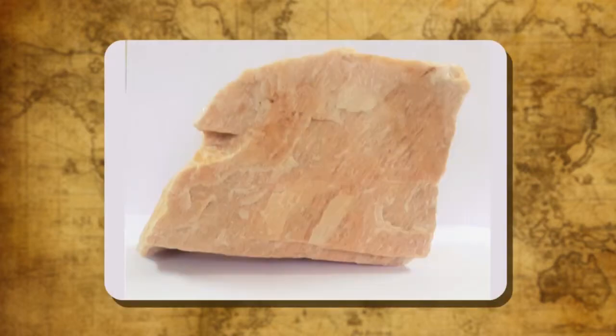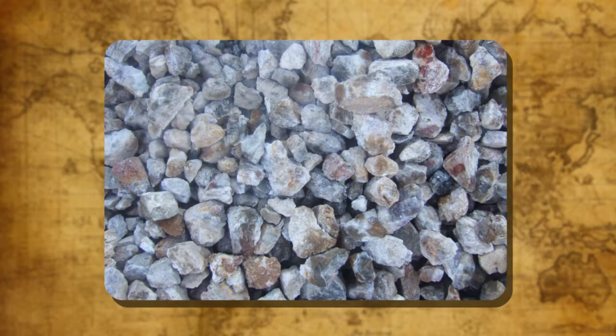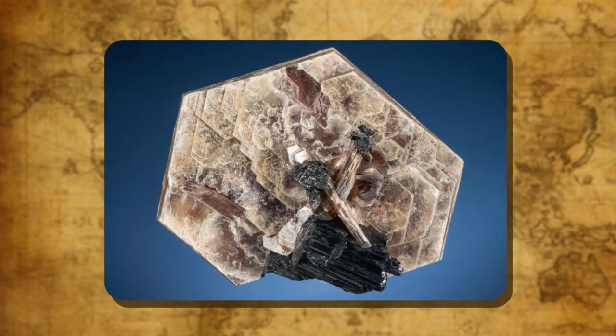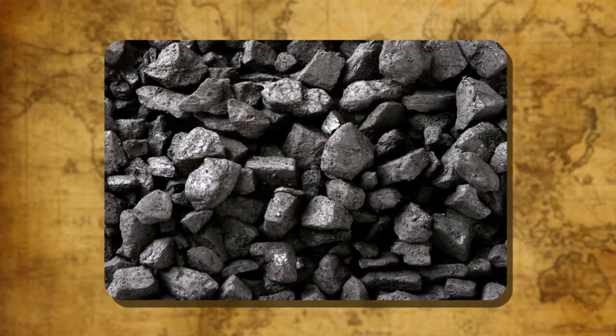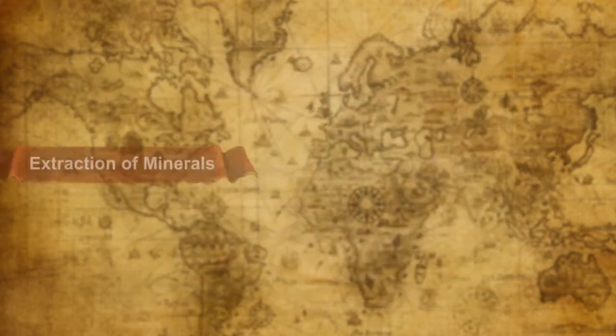Non-metallic minerals. These minerals do not contain metals. These are shattered on beating. They are not lustrous and can't be converted into thin sheets or wire. Limestone, mica, gypsum, coal, etc. are some examples of non-metallic minerals.